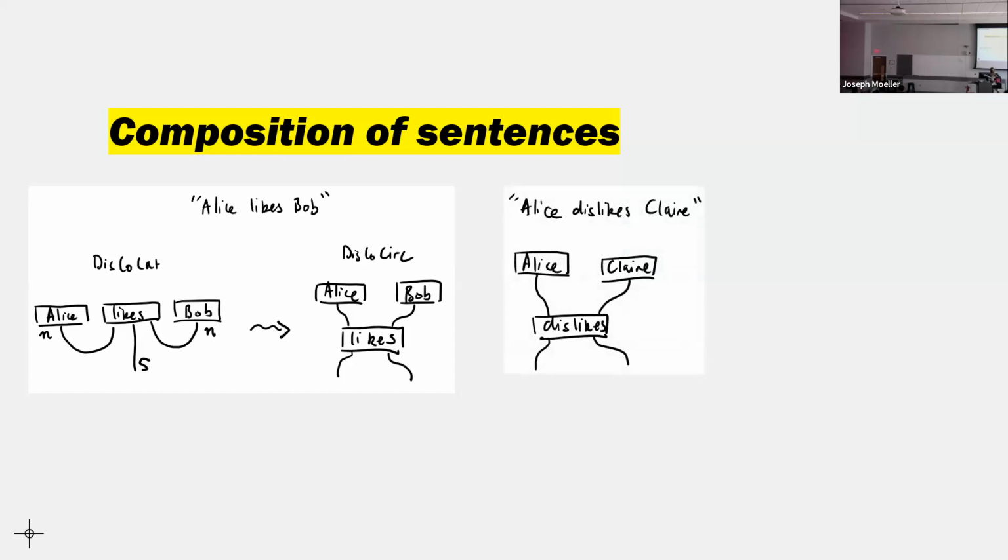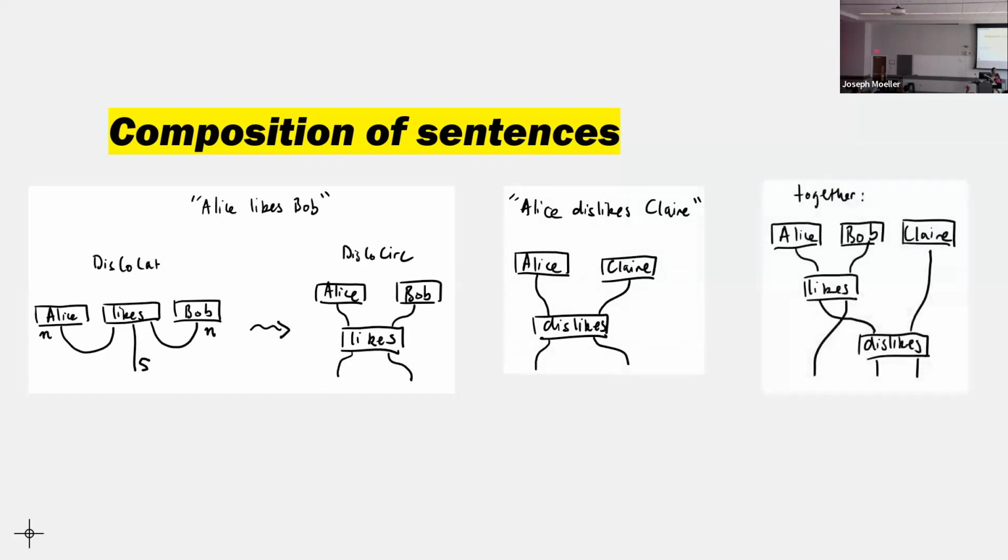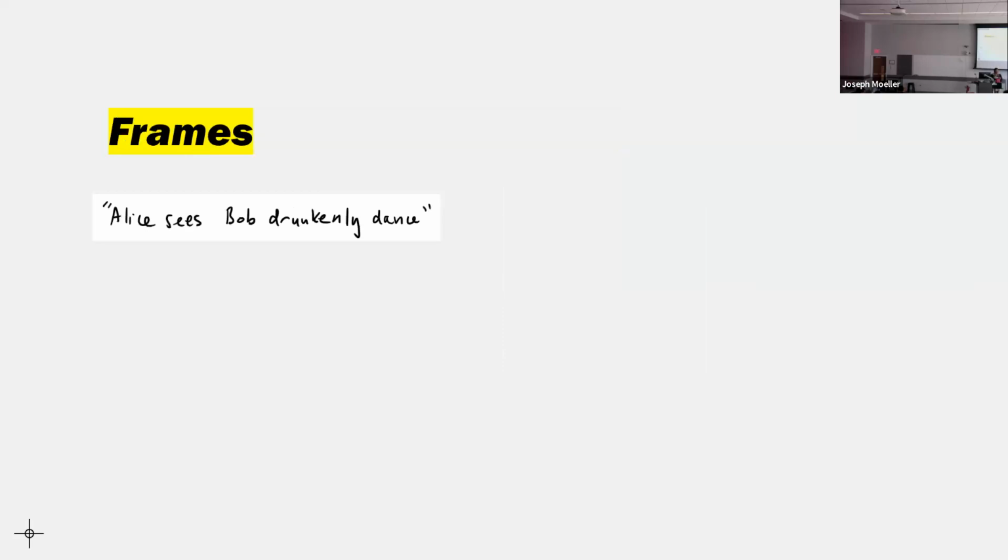And so let's take another sentence now, Alice dislikes Claire, which has the corresponding DisCoCirc diagram as shown. So what you can do now with DisCoCirc is view these two sentences together as one coherent text and represent them using one text circuit representation. And so here we've just noticed that Alice appears in both sentences, and then just plug the wires together sequentially. Okay, so that's one kind of composition that we have in DisCoCirc.